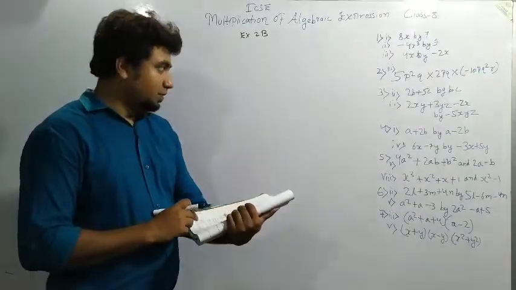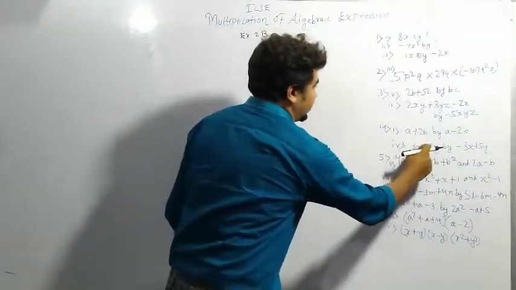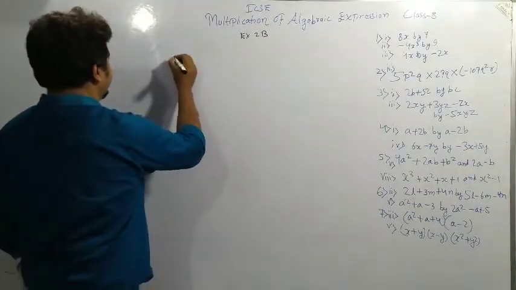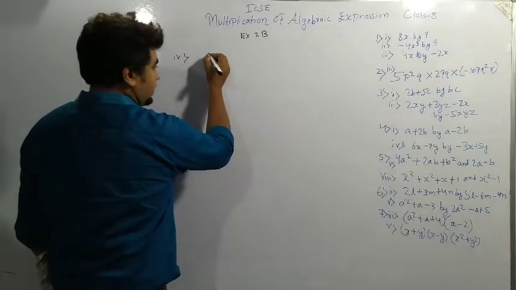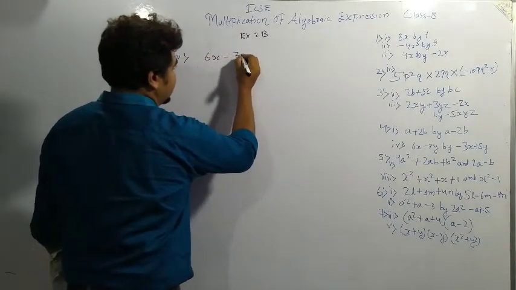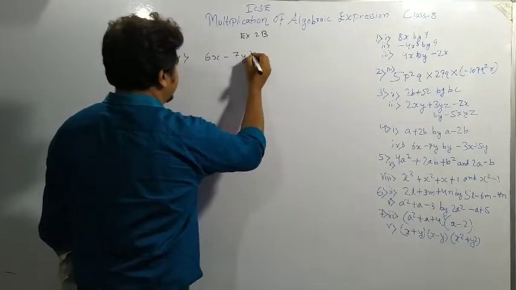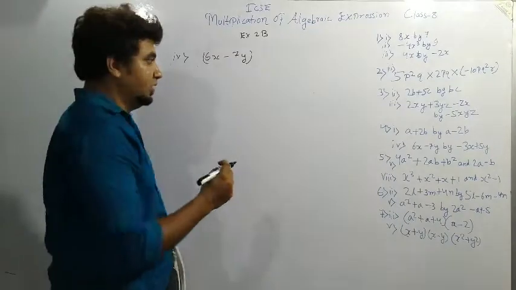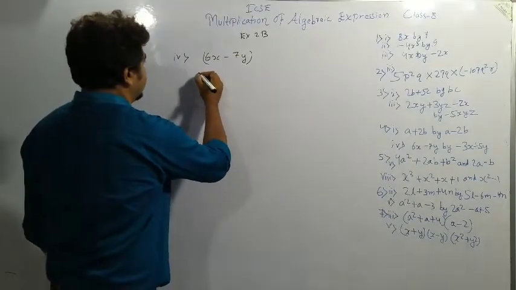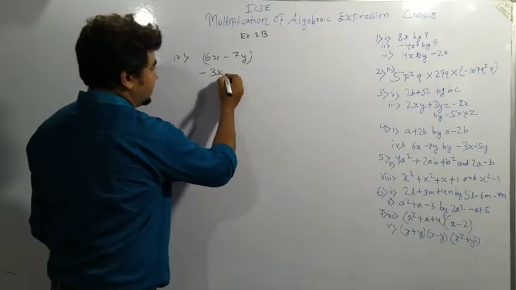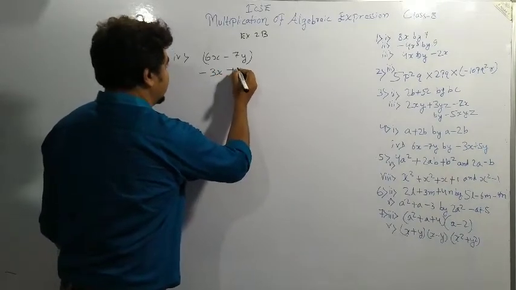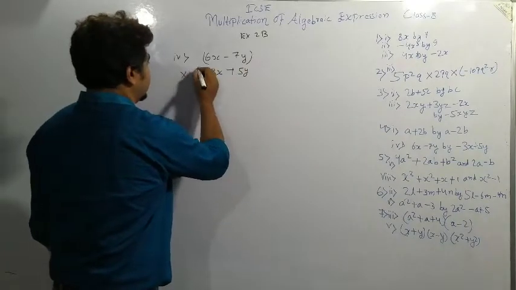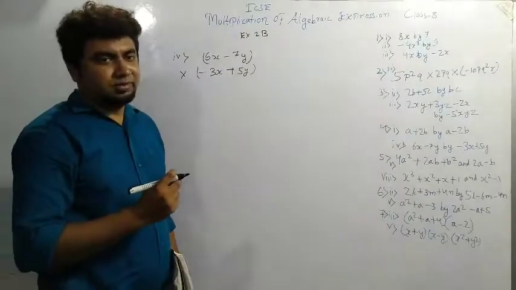Okay, in 4 part 4 we will be seeing 6x minus 7y into minus 3x plus 5y. So it is given 4 part 4, 6x minus 7y, and it is multiplied with minus 3x plus 5y. So we will be solving it by column method. I am writing here minus 3x plus 5y, and this number we are multiplying actually. So this is known as column method.